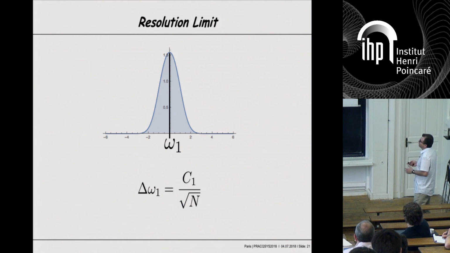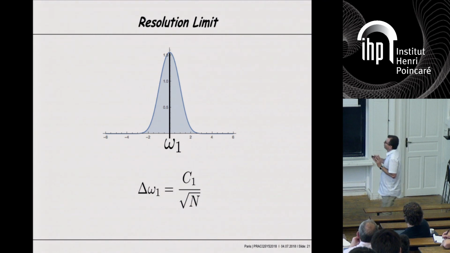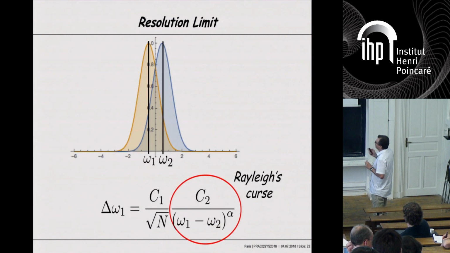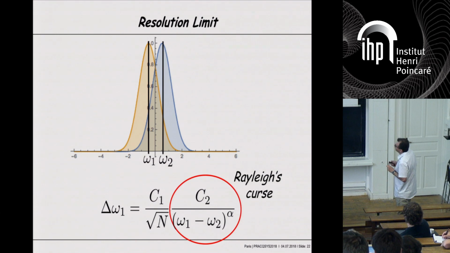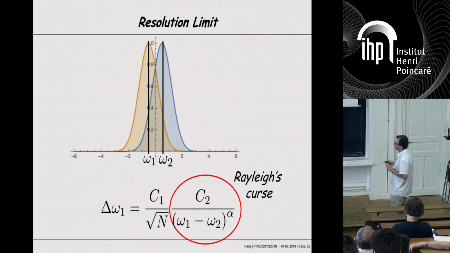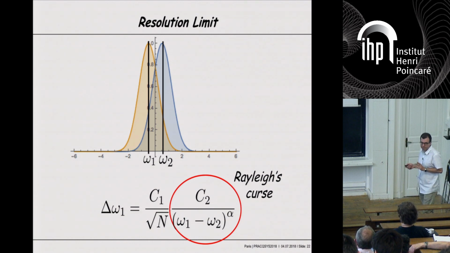Now, for two frequencies. Suppose we see one frequency with noise, we can estimate this frequency, and the uncertainty is going to be some constant divided by square root of n. But if there is another frequency next to that, the uncertainty in this frequency will be the same constant divided by square root of n plus some factor that goes as 1 over omega 1 minus omega 2 to the power of alpha. And this, of course, is a divergent factor, and this is the Rayleigh curse.